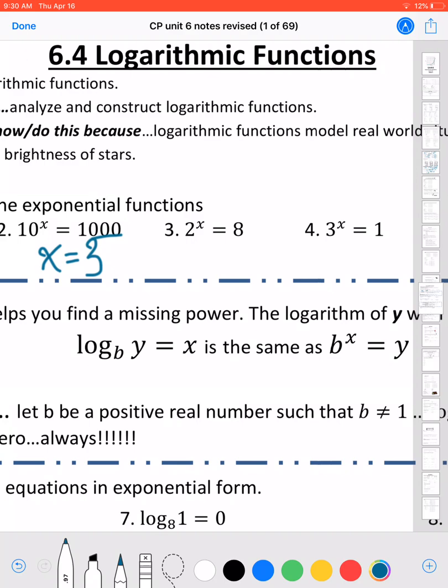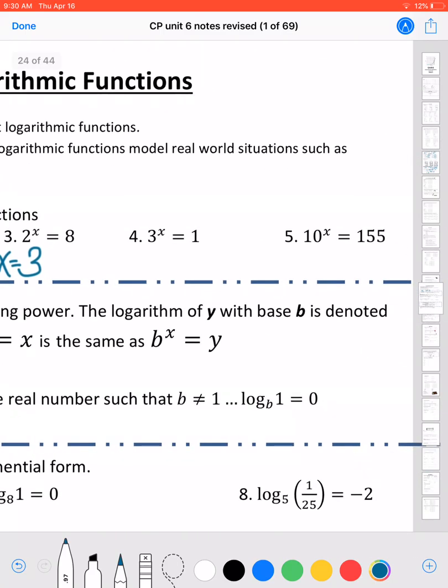Same thing for number 3. 2 to the 3rd power is going to give you 8. For number 4, well, anything to the 0 power is going to give you 1. You should know that off the top of your head. So therefore x is 0.